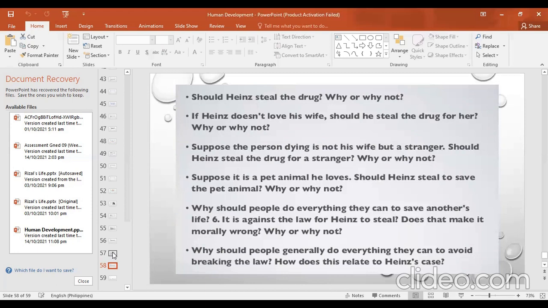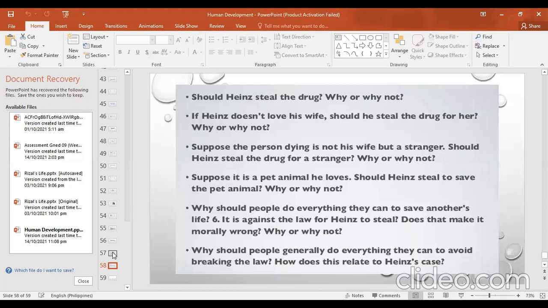So, suppose the person dying is not his wife but a stranger. Should Haynes steal the drug for a stranger? Why or why not? Okay, so I am going to give it to you na lang. You have the copy naman. I want you to answer this one, pero hindi nyo na need ipasa. Sa self na lang natin.